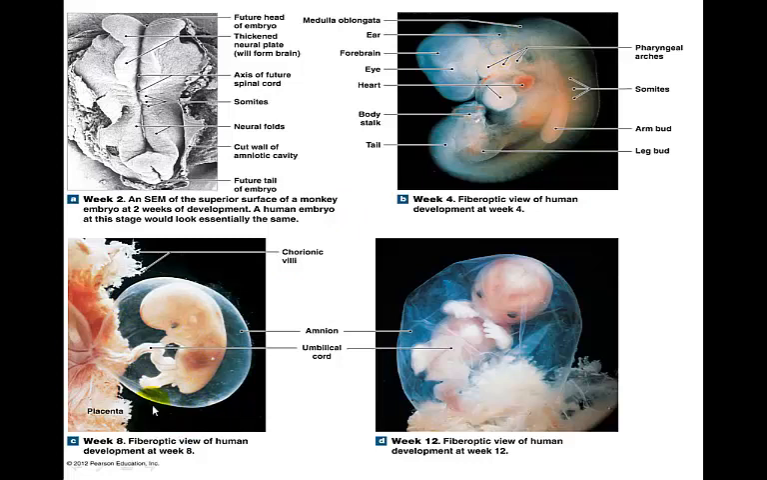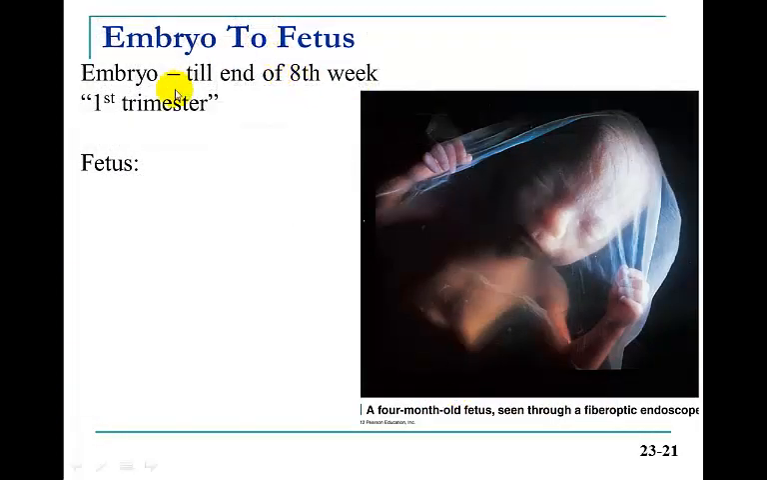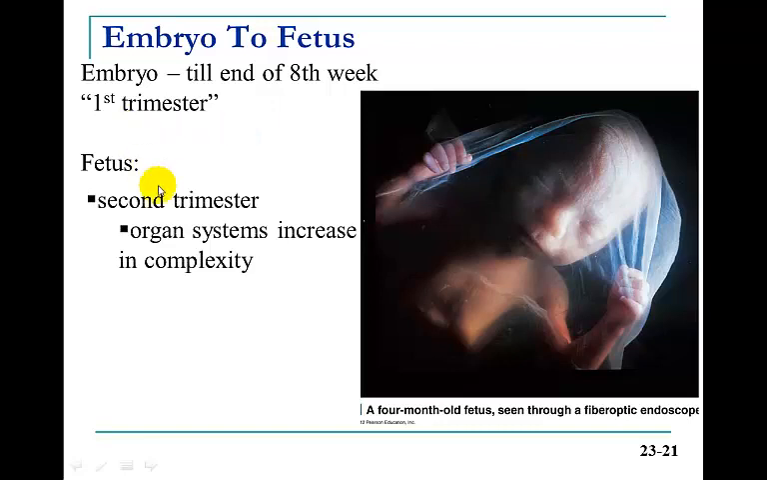Week 8, this is 6 weeks after the woman knows that she's pregnant. So this is considered the end of the embryonic stage. We see the arms and the legs have developed, the eye and the ear, and we see, of course, the amniotic sac around it. And here we see a 12-week fetus. After week 8, we call it a fetus. So it's embryo till the end of the 8th week. That's the first trimester. And the fetus is from the second trimester on till birth, a 4-month fetus.